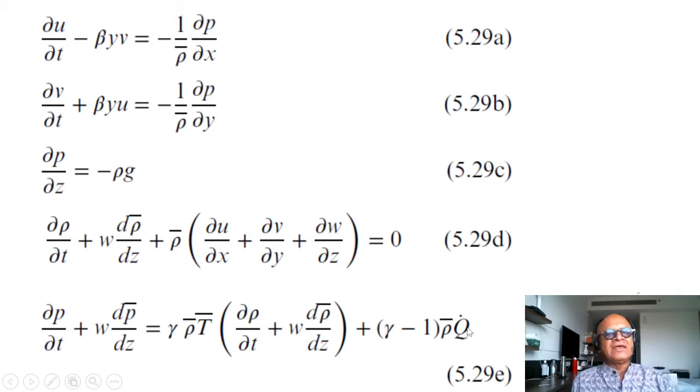If you have heating, Q dot, which we saw before when we were doing baroclinic processes in the tropical systems, we saw how Q dot can give us the stretching and advection of vorticity and create baroclinic processes and explain the atmospheric dynamics in the tropics. Gamma here is Cp over Cv.